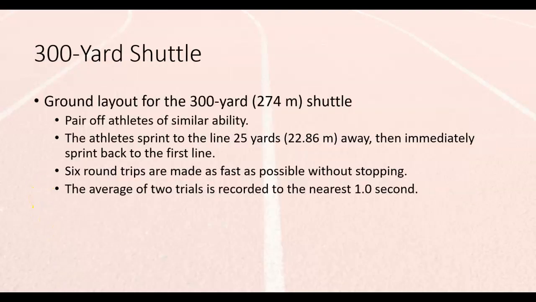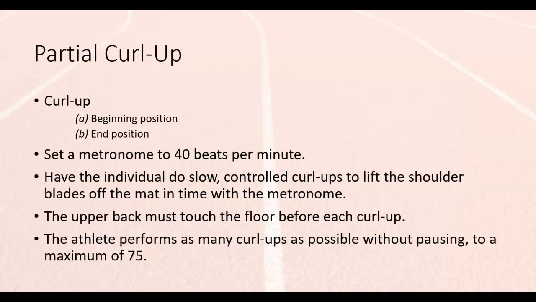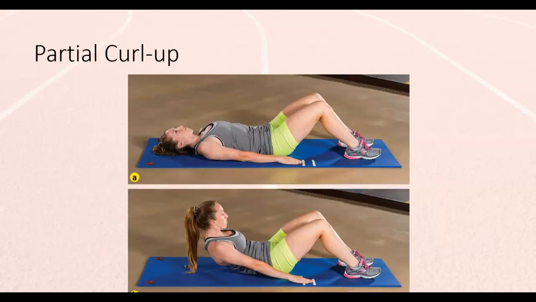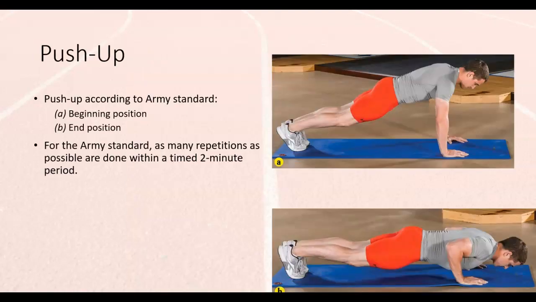Right, and here's a good picture of it. A 300-yard shuttle. What is that? What is it measuring? What are the metabolic demands? And here's a good picture of it. A partial curl up, right, is pretty much that sit-up test, okay? And we were talking about local muscular endurance before, so this is going to be testing local muscular endurance. Someone will be demonstrating that.